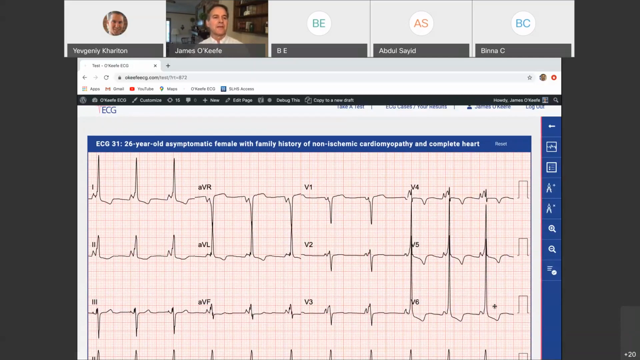So anyway, this first one is a 26-year-old asymptomatic female who's got a family history of non-ischemic cardiomyopathy and complete heart block. She's without symptoms right now. I've taken care of her grandfather and her father. Now she comes in for a routine screening ECG. She's thinking about getting pregnant. She recently was married. So anybody want to take a crack at this one?